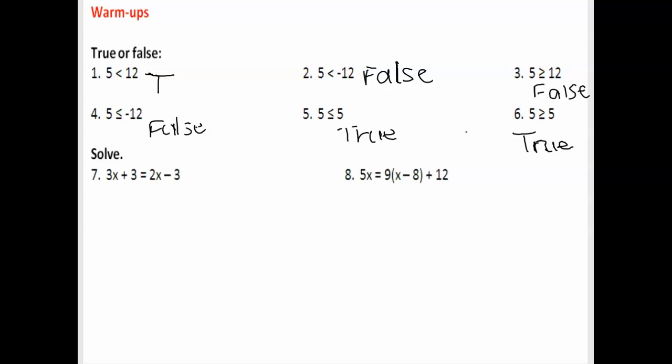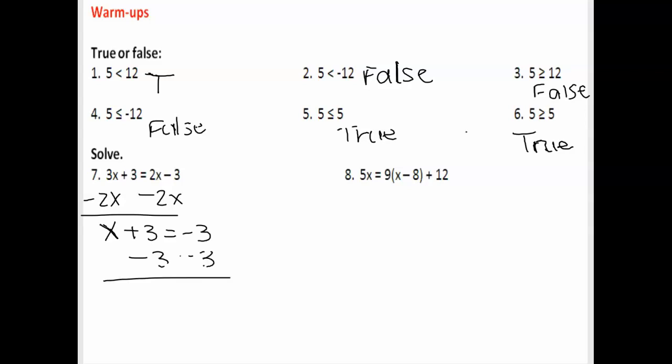Okay, and the second part of the warm-up is solving. You had to solve on your most recent quiz, which we're going to get back today because everyone's taken it and I've put them in Skyward. So in order to solve, you're going to get the variables on one side. So 3x minus 2x is x, plus 3 equals negative 3. Subtracting 3 from both sides, we get x equals negative 6.